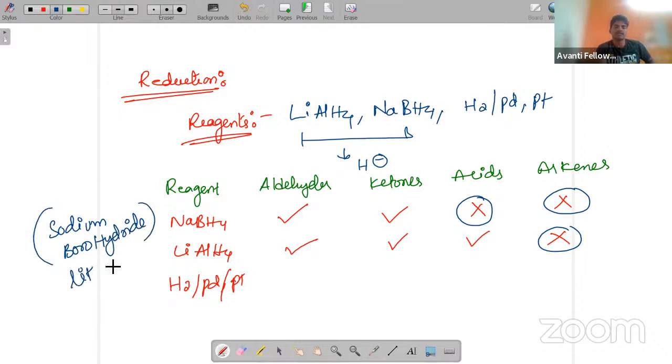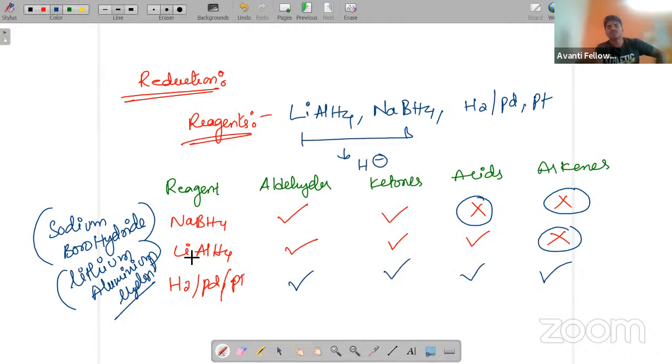LiAlH4 is called lithium aluminum hydride. And this one is simple hydrogen in the presence of platinum and palladium. This will give all positive tests. It can help in the reduction of all types of things. So very important, guys. Just remember this trick and we will use it in the further process.